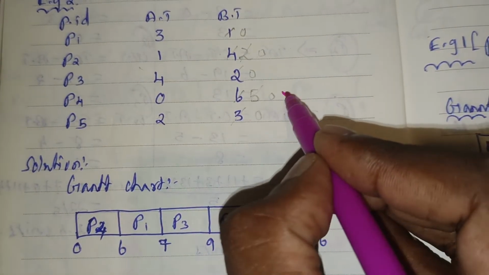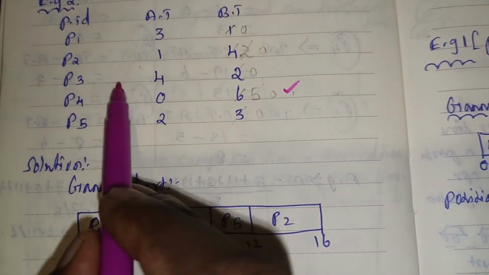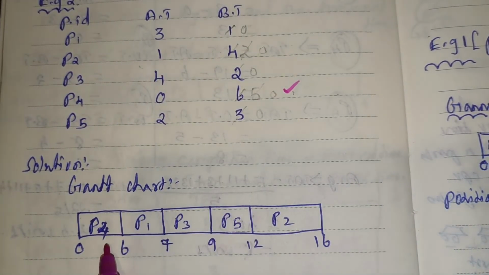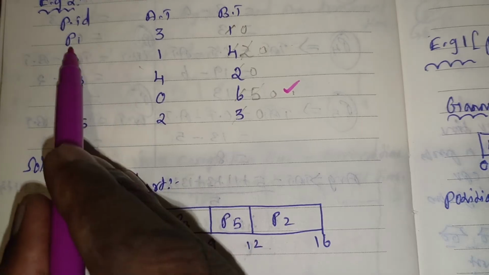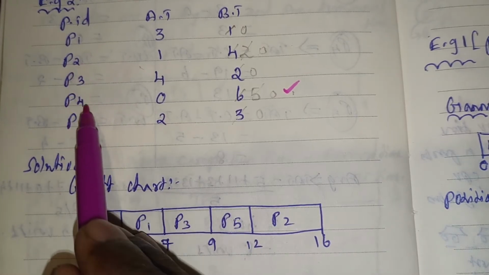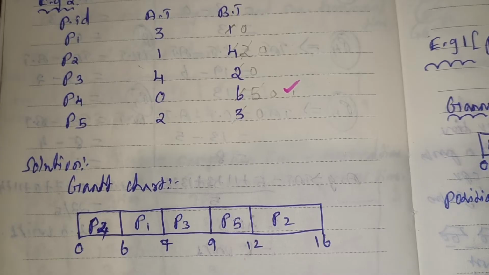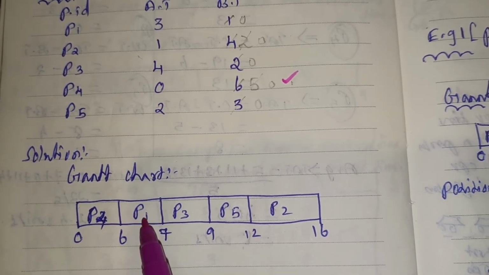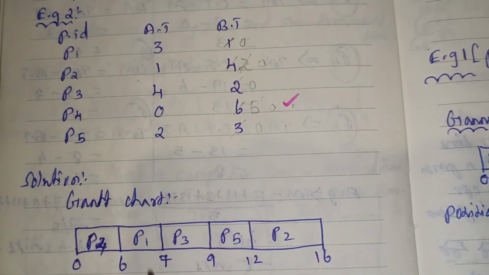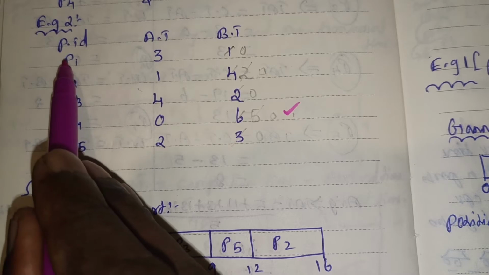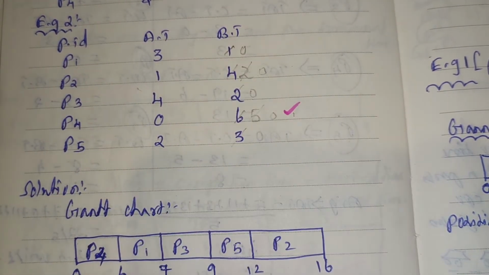So P4 is over. Who comes next? P2, because its arrival time is 1. Even though it arrived at 1, P2 has to wait for P4 to complete because it's a non-preemptive process, non-preemptive scheduling. So P1 arrives and it is taking this particular CPU. What is the burst time for this P1? Here it is. Yeah, now you can check it.